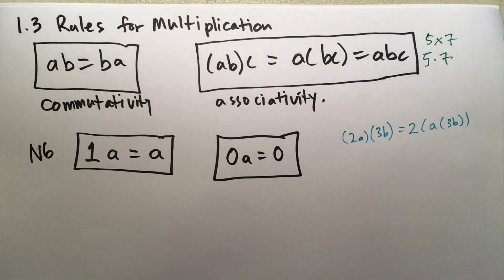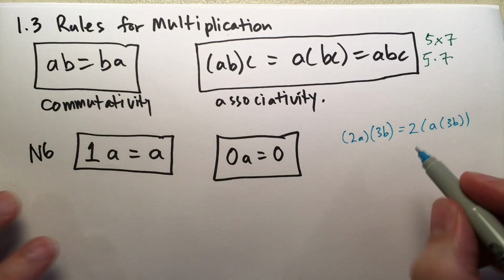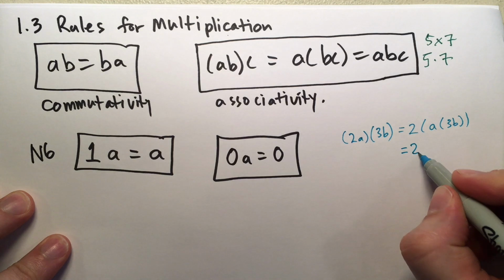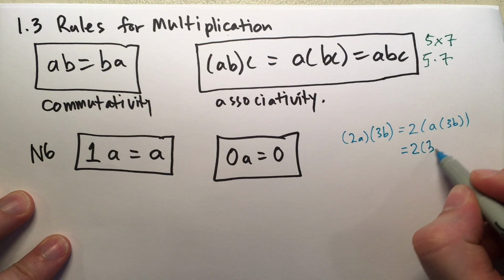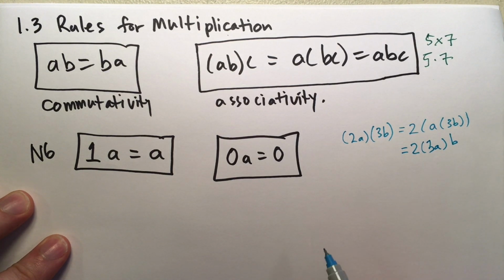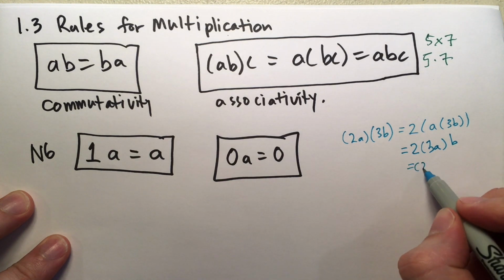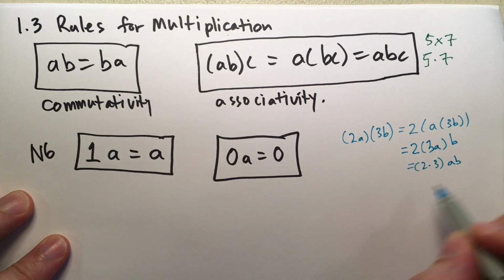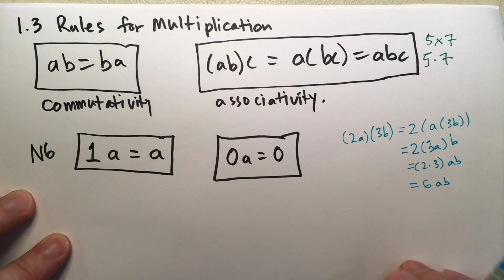Okay. Next he says, well, let's move that 3 around. So we get 2 times 3a times b. Or we could just write that as 2 times 3 ab, or 6ab.